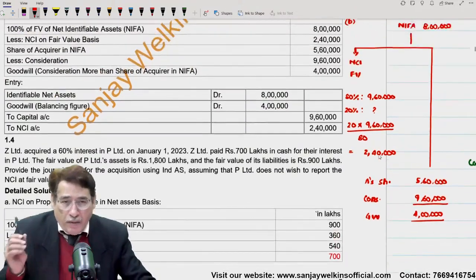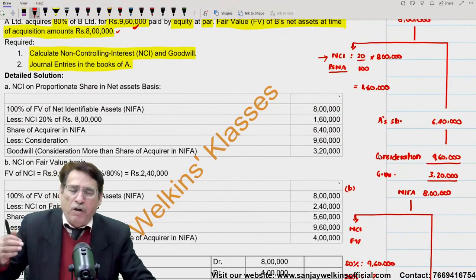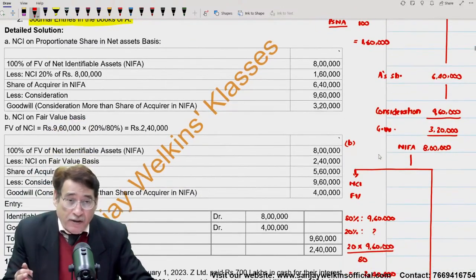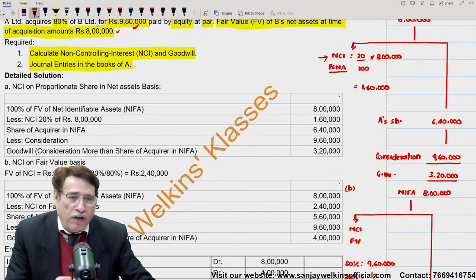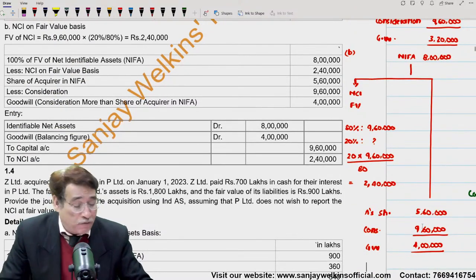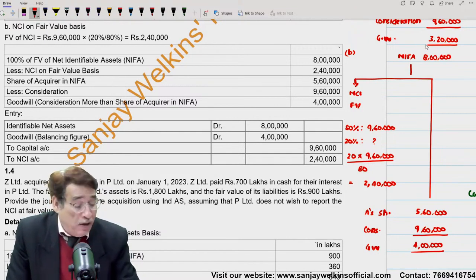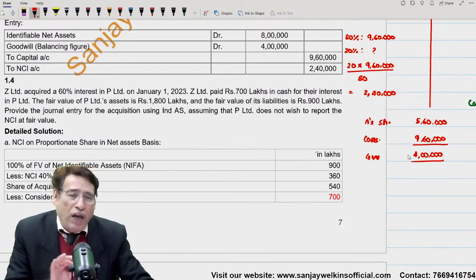That being so, the standard actually allows an option to the entities. It is purely the discretion of the directors of the acquirer entity whether they intend to value the NCI on PSNA basis or at fair value basis. Obviously, the amount of goodwill will differ from what we would have computed by considering NCI at fair value, as is happening in this case. When we compute it on PSNA basis, the NCI share is 320, while in this case it is 4 lakh. But I also told you, it is not going to have any impact later on.